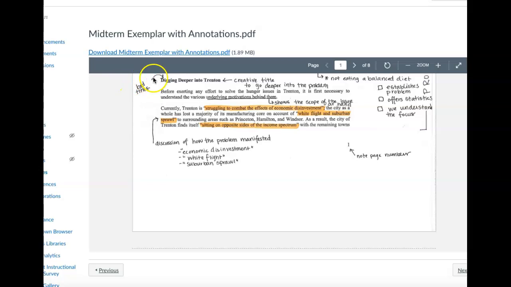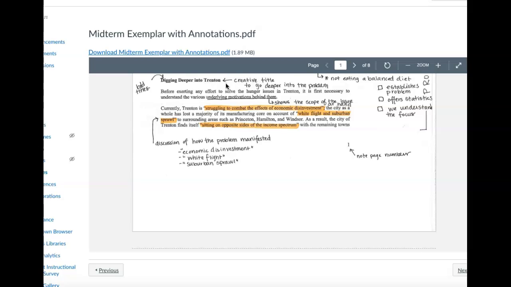So here Alex has a really thoughtful title. You should include titles in your midterm. His is digging deeper into Trenton, and now we know that he's going to be talking more specifically about why food insecurity is an issue in Trenton. So he's tackling two things at once, the population as well as the problem itself.